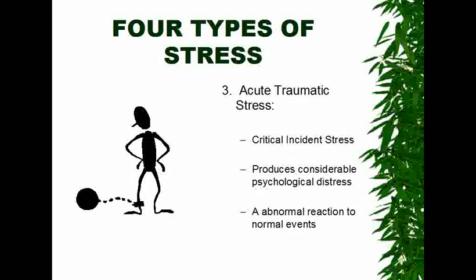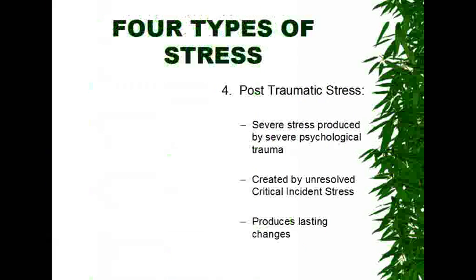The third category is acute traumatic stress. When some critical incident happens, like a death in your family or you lose your job, all these critical incidents create stress and produce considerable psychological pressure, or we can say psychological distress, and the person starts behaving abnormally. Abnormal reactions can be seen even in normal situations, because that person is not in a position to cope with the situation. So this is a very serious kind of stress, which we call acute traumatic stress.